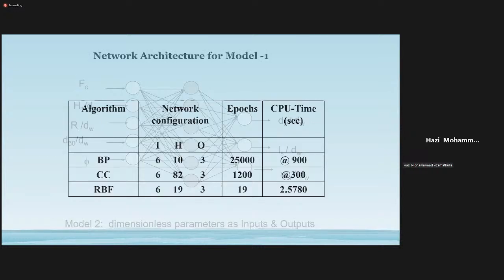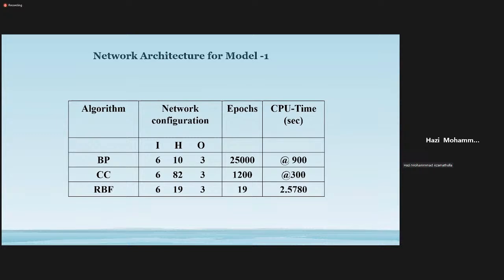Okay, so this is the training. You can see here the post means the training. The backpropagation algorithm is taking this much CPU time, 900 seconds. Then RBF is very fast. You close your eyes and open, that's how much time.